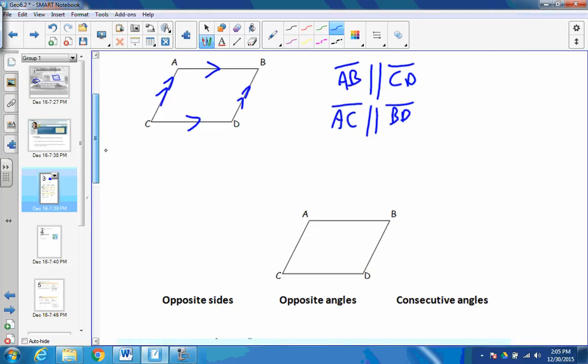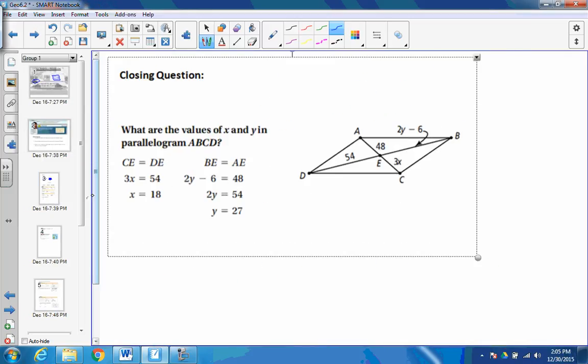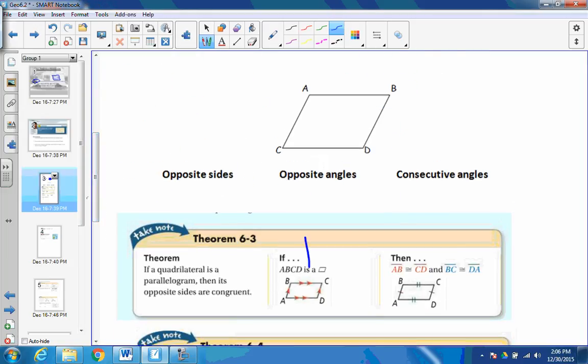Now, in that definition, we used opposite sides. If you're wondering what opposite sides are, what opposite angles are, consecutive sides, consecutive angles, that's what we're going to be looking at right here. Opposite sides, really, the only thing about opposite sides that you need to know is they don't share a vertex. So opposite sides in this one would be AC and BD. That's just an example of opposite sides. AB would also be opposite of CD.